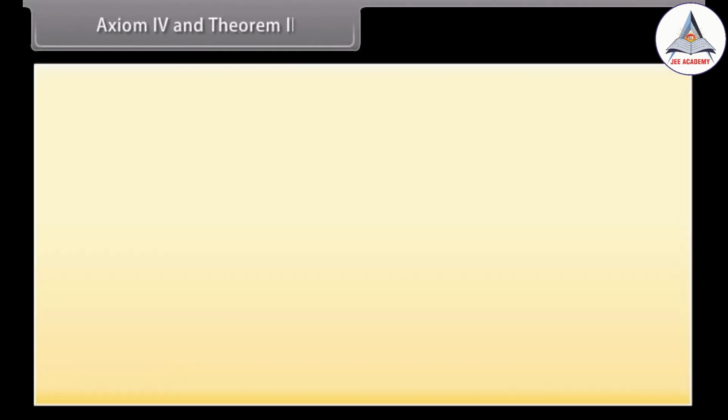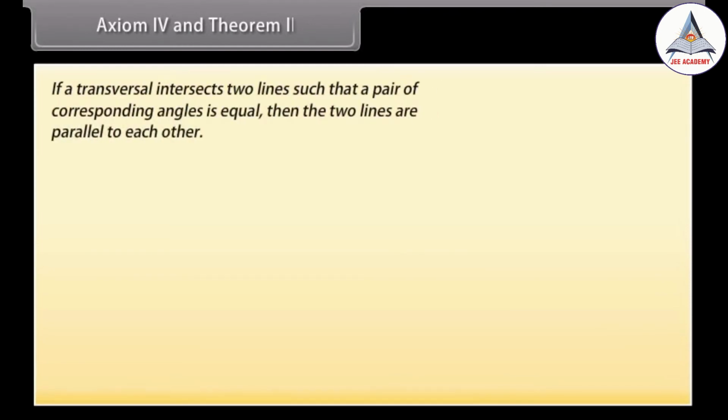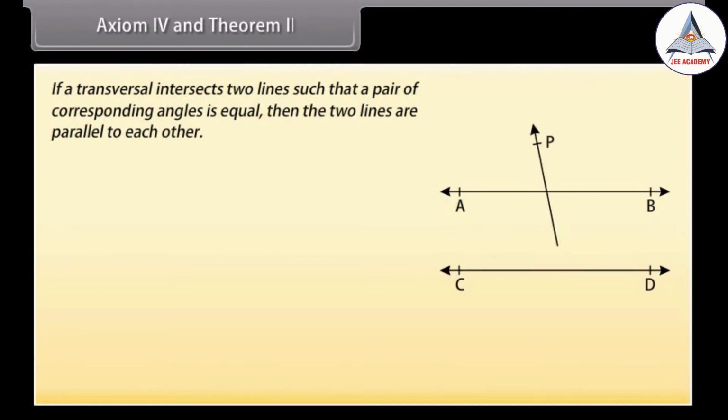Axiom IV and Theorem II. The axiom we get in previous screen is, if a transversal intersects two lines such that a pair of corresponding angles is equal, then the two lines are parallel to each other. Now we will use corresponding angles axiom to find out the relation between the alternate interior angles when a transversal intersects two parallel lines. Here transversal PS intersects parallel lines AB and CD at points Q and R respectively.